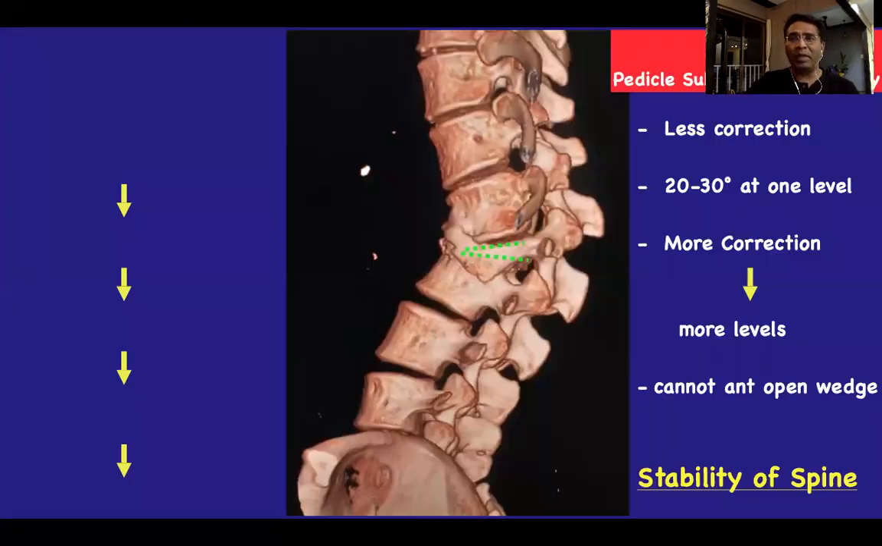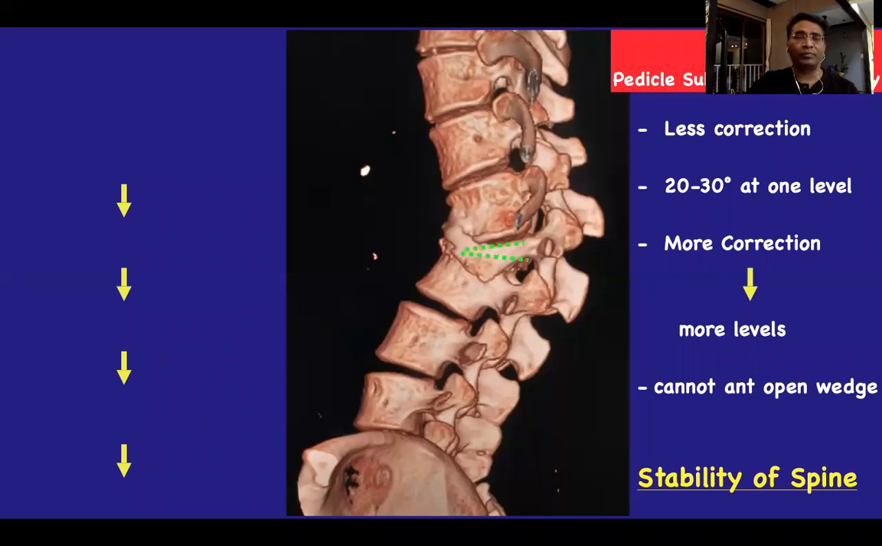So a pedicle subtraction osteotomy is inherently stable because we are working within the confines of the body. So the stability of the spine is still preserved, though it gives less correction, about 20-30 degrees at one level. If you want more correction, you can have multi-level PSOs. Also, you cannot have an anterior open wedge.